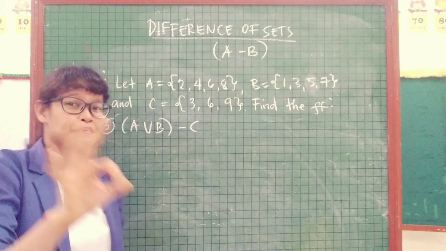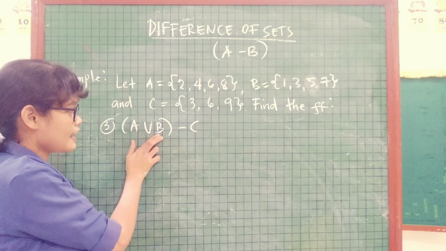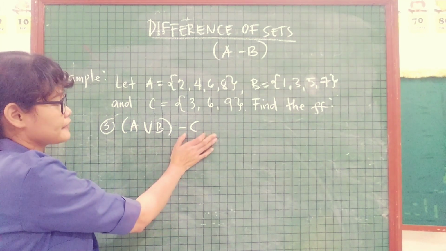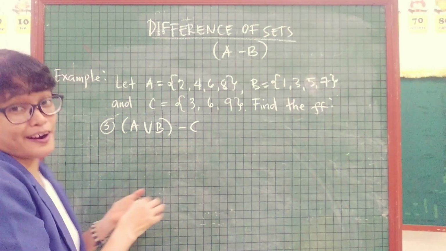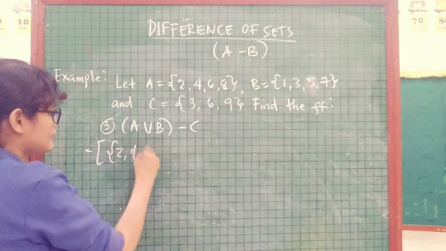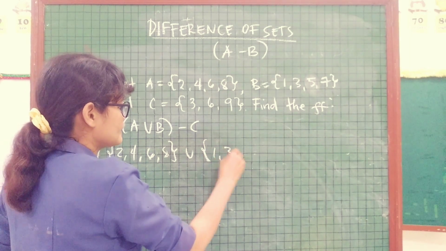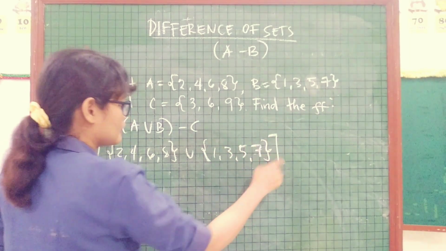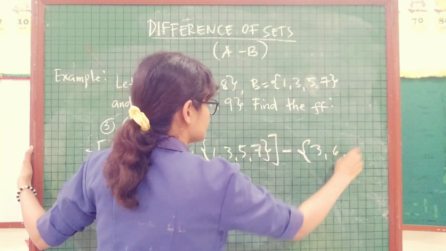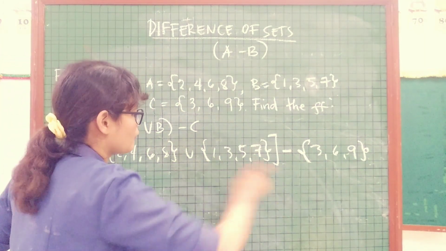Let's have example number 3. You have the quantity A union B minus C. So again, meron ka dito A union B na nasa loob ng parenthesis, meaning we have to get the union first and then subtract it by whatever the elements of C is or are. Okay? So list down all the elements of A. So you have 2, 4, 6, and 8 union the elements of B: 1, 3, 5, 7. And close this one, minus the elements from set C: 3, 6, and 9.